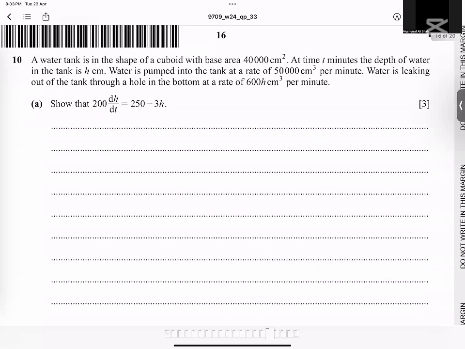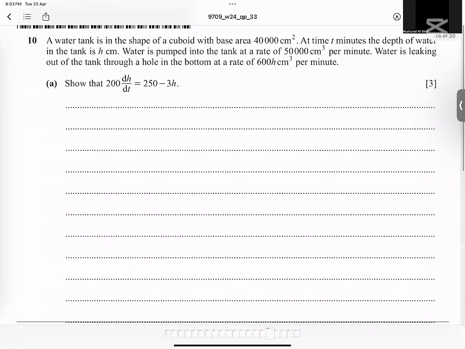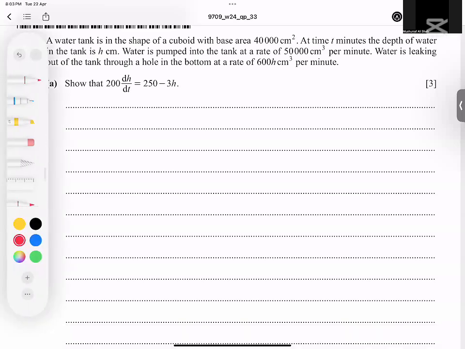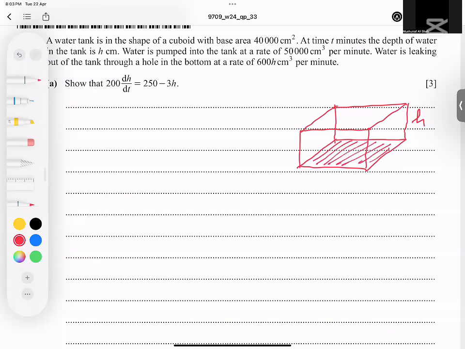Question number 10, we have, students. A water tank is the shape of a cuboid and has a base area of 40,000. So let's look here. This is the base area, 40,000, and the depth of water is h. So let's say the height is h. And what is the base? This is called the base. You can see the base is 40,000.